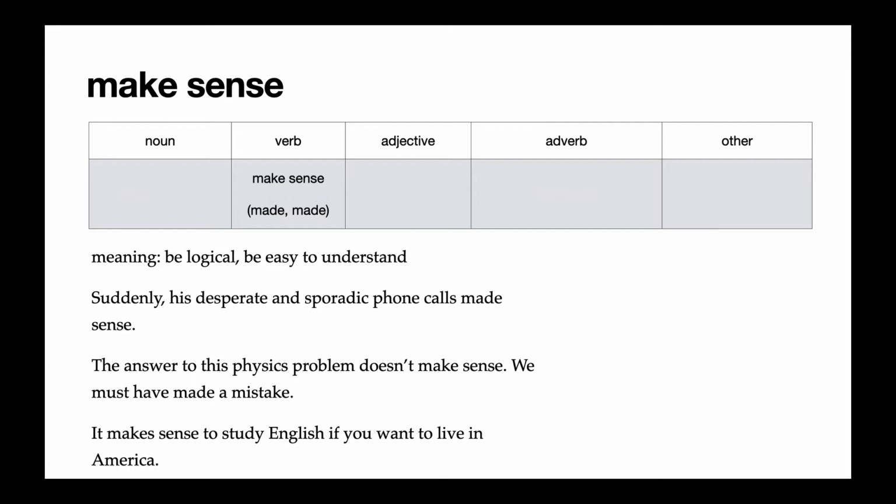The second example says, the answer to this physics problem doesn't make sense. We must have made a mistake. So we can use make sense for larger topics in math and science as well. And then in our last example, it says, it makes sense to study English if you want to live in America. So here's another example that shows us how it is logical to study English. This last sense means it's more of a logical situation. So it is logical to study English if you want to live in America.